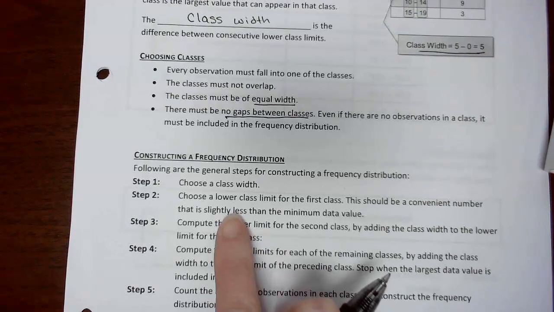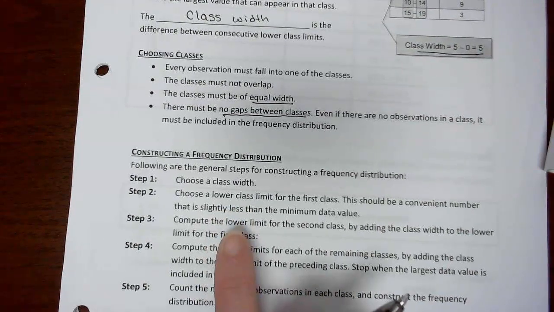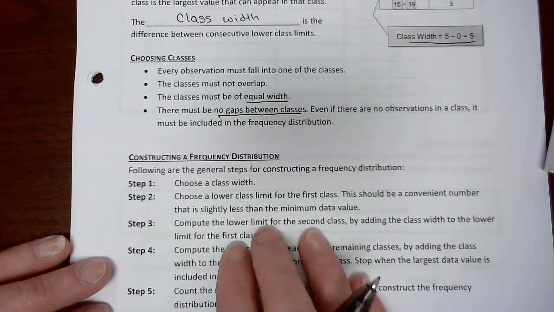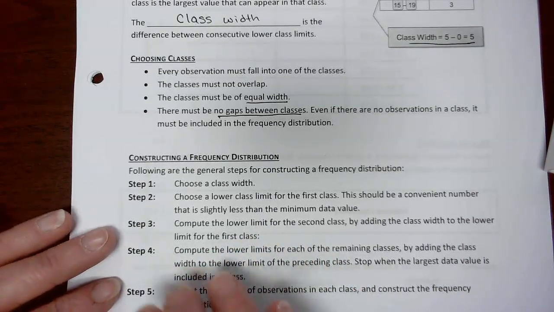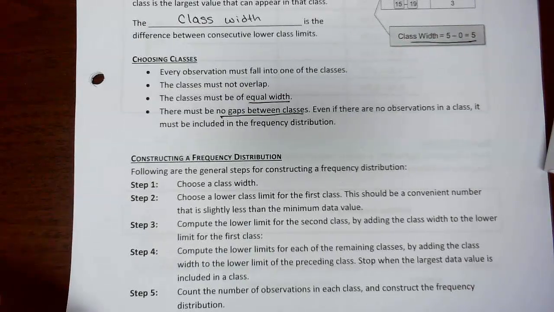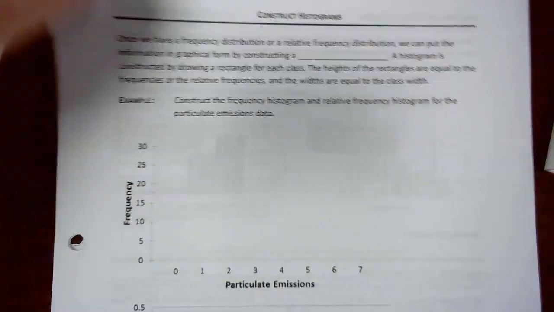All right, so when we're doing these, we choose a class width. We decide what we want it to be. Choose a lower class limit for the first class, and you want it to be slightly less than the minimum. And then compute the lower limit for the next class by adding your class width. And continue with that until you have your classes set up.